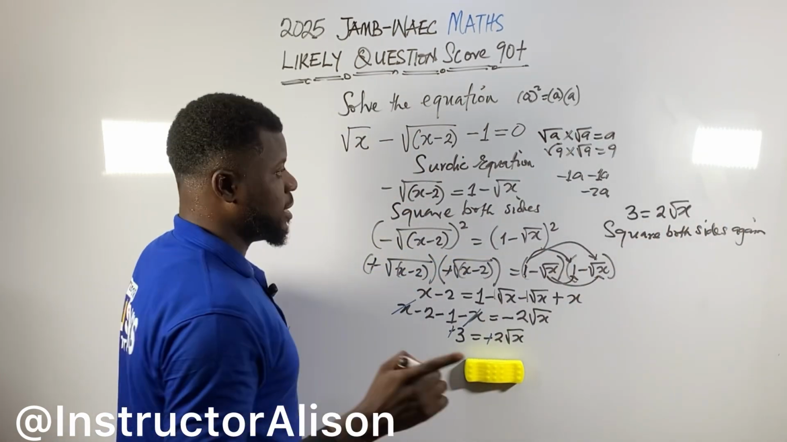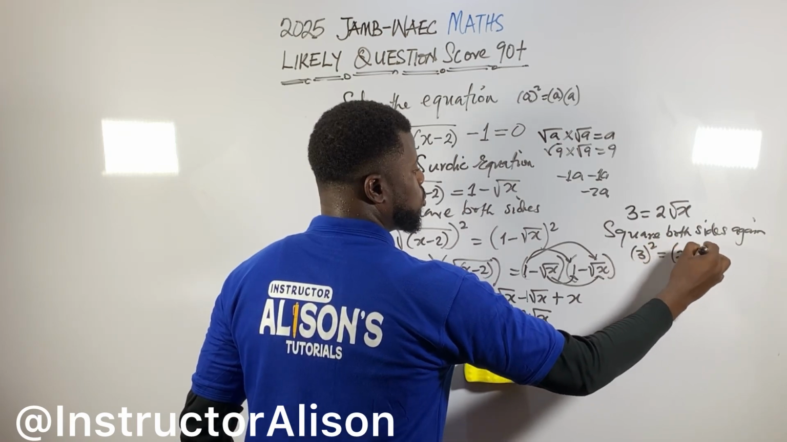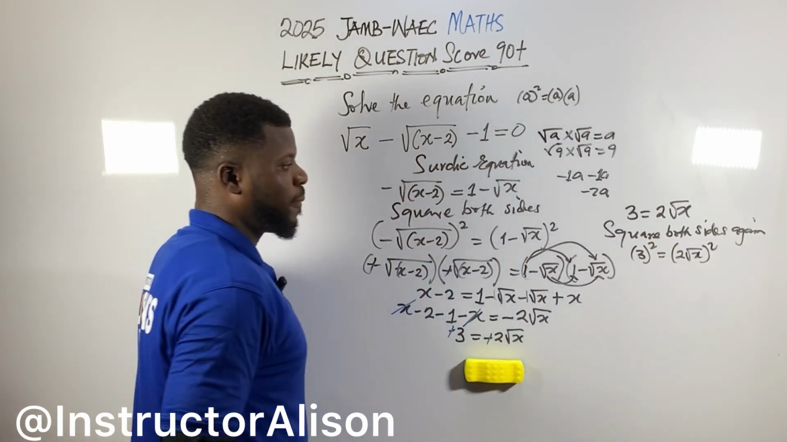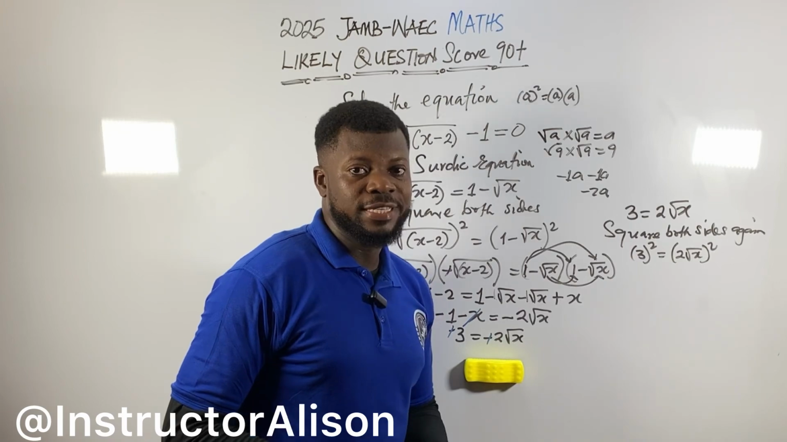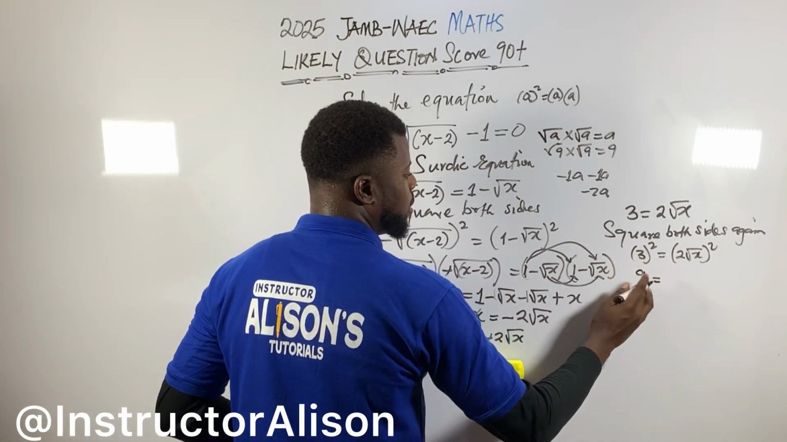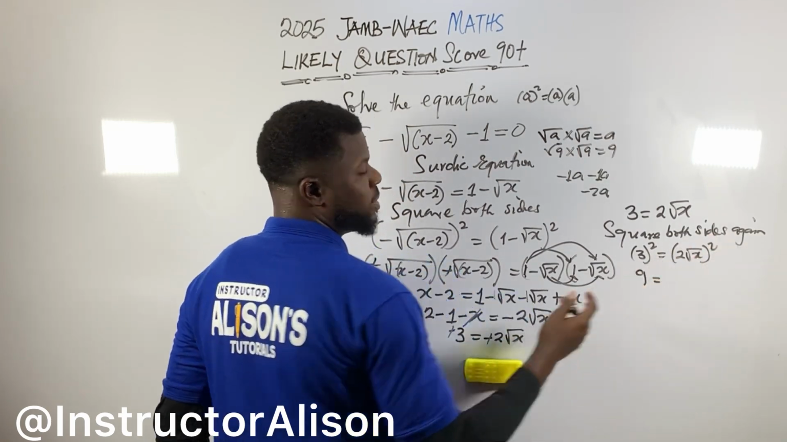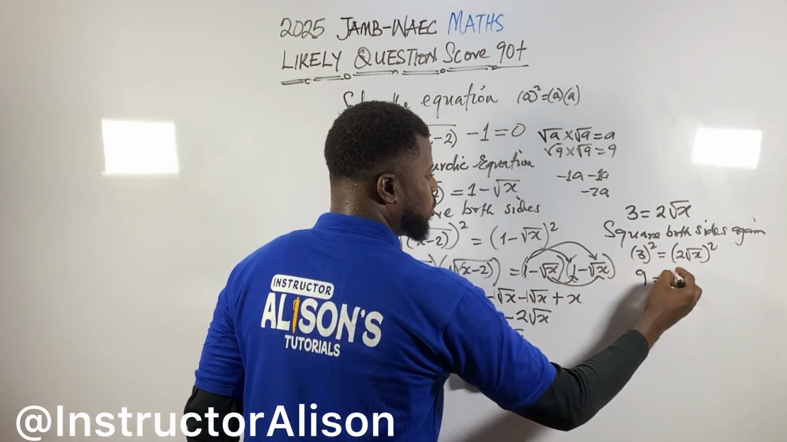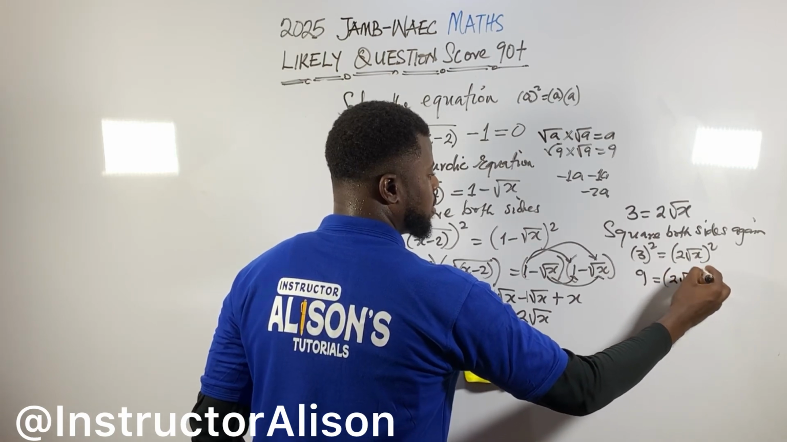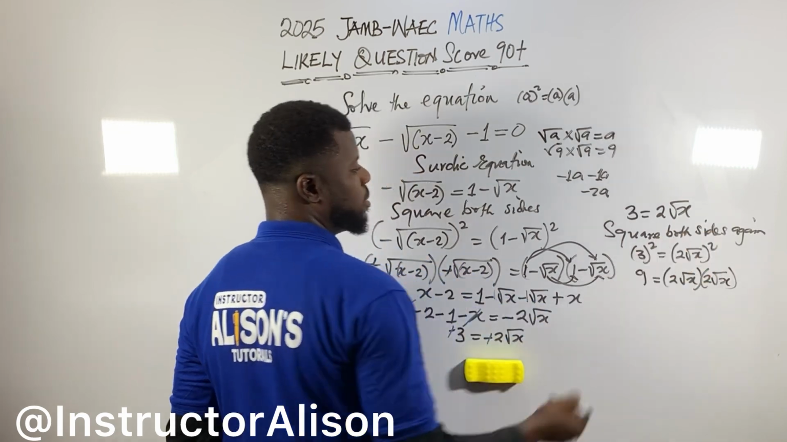In order to achieve that, I'll just say 3 squared equal to 2 root x squared. 3 squared, 3 times 3, is 9. Abi? 3 times 3, 9. Equal to this one squared. This will take the square, this will take the square. Duplicate this one into 2: 2 root x times 2 root x. That's the meaning of this thing, square.